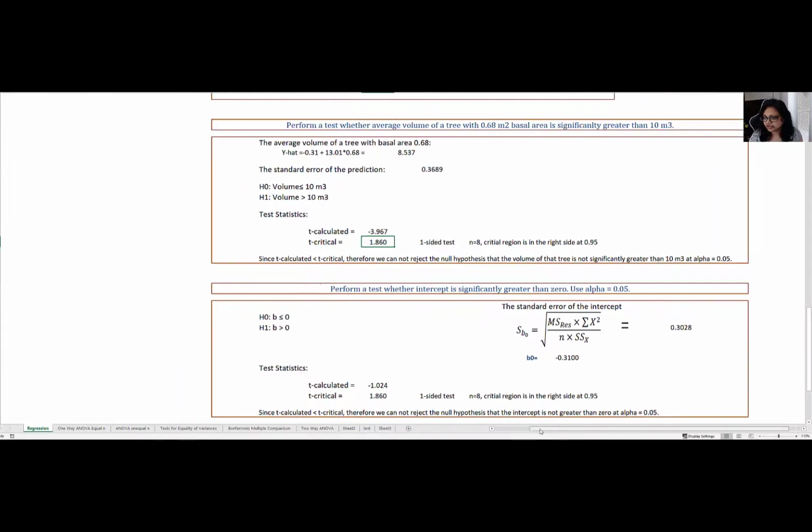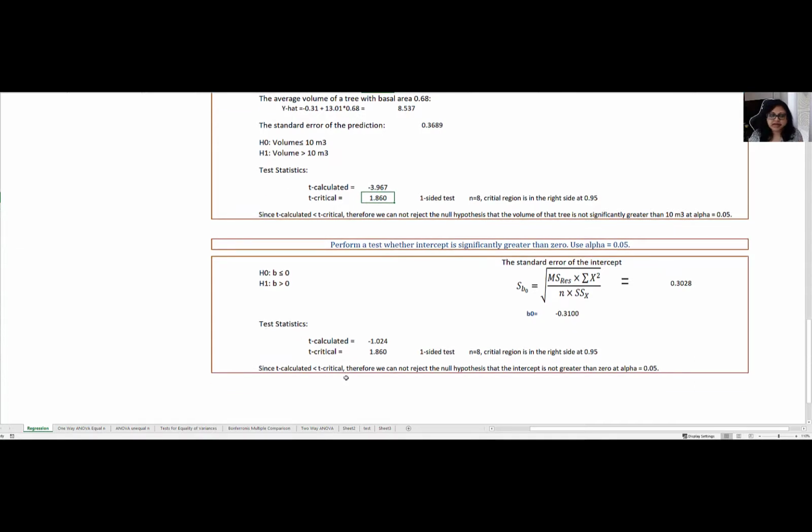So you can see that I wrote it just like that. T value less than the t critical value, and therefore we cannot reject the null hypothesis. That means the volume is not significantly greater than 10, that means actually less. Similar to this, there is another test I would like to show. This is the last test.